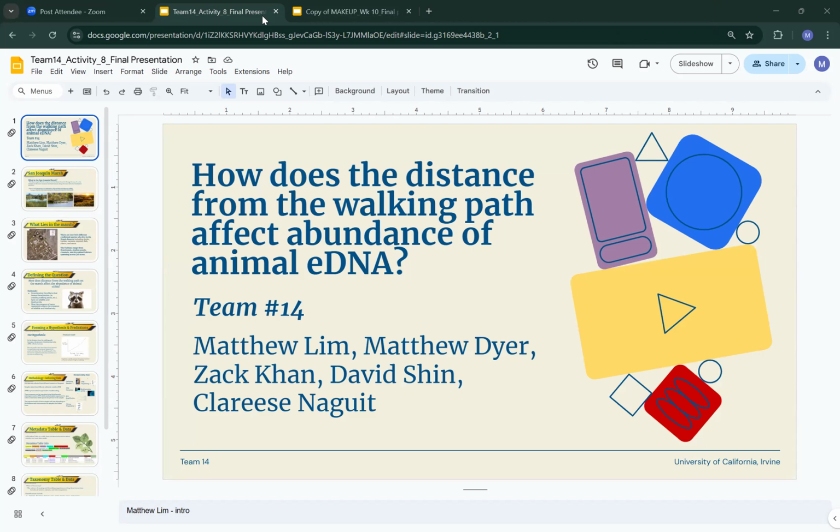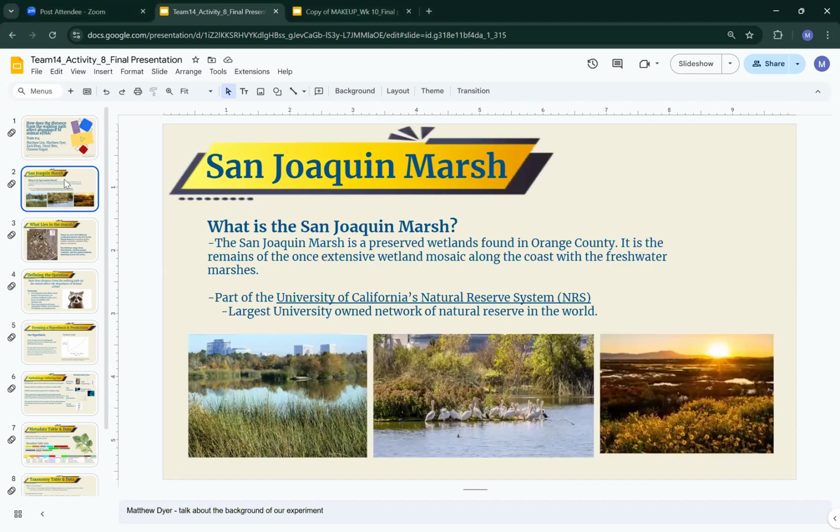Okay. All right, so I'm Matthew Dyer, and I'm from Team 14, Lab 10. And our question was, how does the distance from the walking path affect abundance of animal eDNA? So we did this in the San Joaquin Marsh, a preserved wetlands found in Orange County. It is the remains of the once extensive wetland mosaic along the coast of the freshwater marshes, and it's part of the University of California's Natural Reserve System, NRS, which is the largest university-owned network of natural reserves in the world.